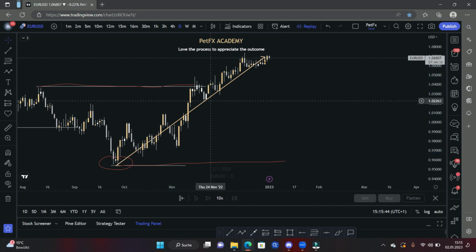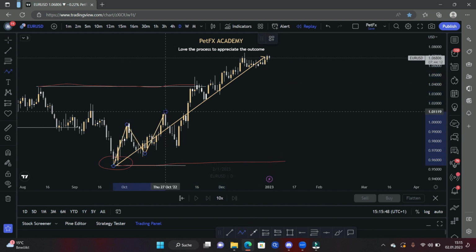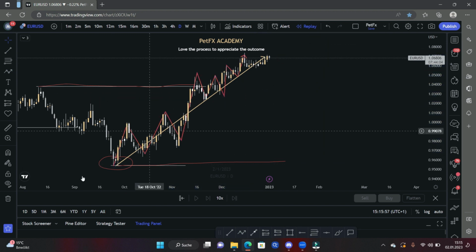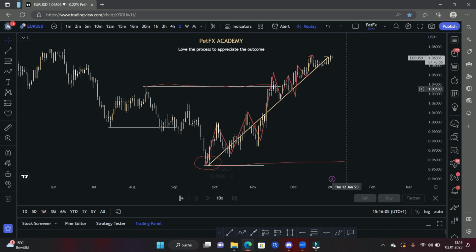And you see again in the swing leg, we have a lot of inner structure going on, okay? And this is where we really need to combine the inner structure with the swing structure to understand properly what the swing structure is going to do next. Basically, the inner structure is always giving you indications of what the swing structure could do next, okay?